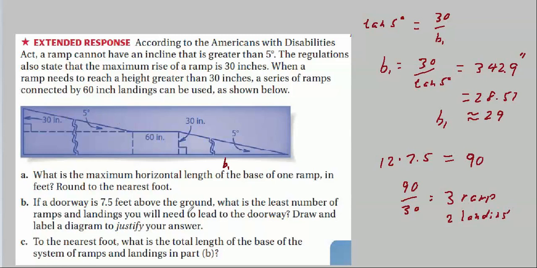So it would take 3 ramps and 2 landings. I think that's what they asked, isn't it? Yeah.